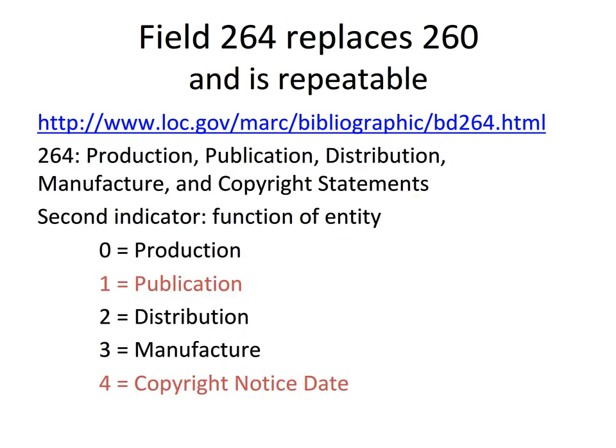The second indicator tells us what kind of function the corporate body performed: production, publication, distribution, or manufacture. There's also an indicator specifically for copyright date. The two we'll see most often are second indicator 1 for publication information and second indicator 4 for copyright information. Let's take a look at some examples.